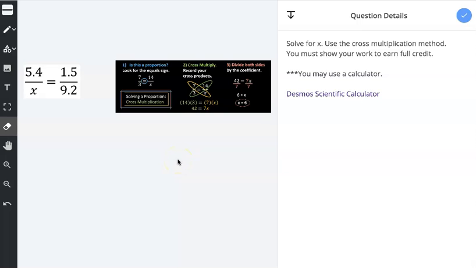In this video, we are going to review the cross multiplication method to solve proportions. The directions say, solve for x, use the cross multiplication method. You must show your work to earn full credit. You may use a calculator.